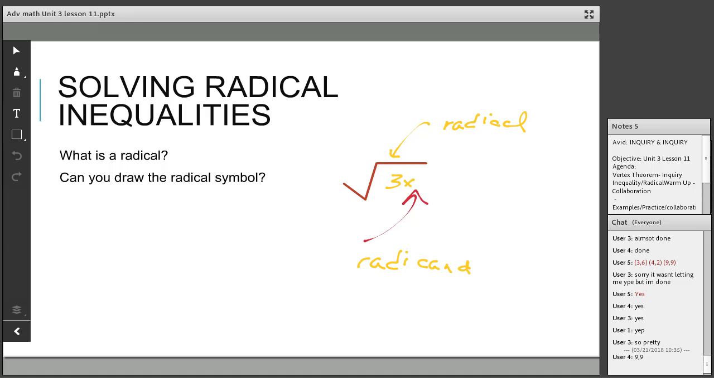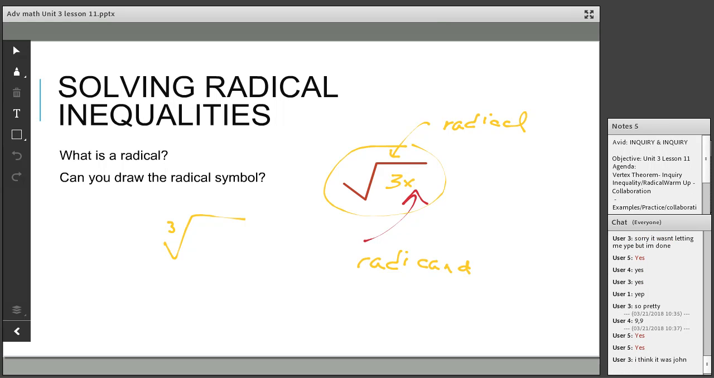That's the radicand. So does this have to be just the symbol? I think Jillian drew this one. Does this have to be just this symbol, or if we put a little cubed root, is that also considered a radical? Yes.